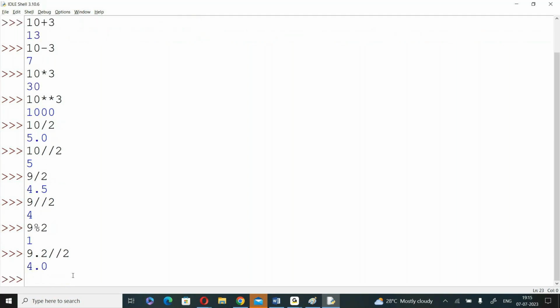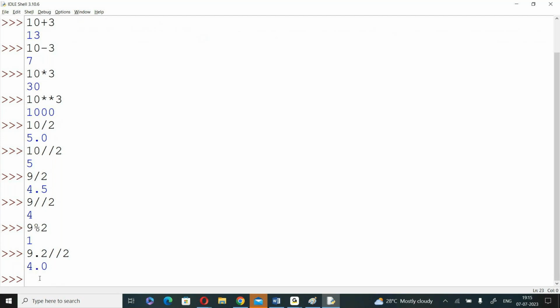Is that clear? Numerator and denominator are both integers, no doubt, the answer is also an integer. But here, if at least one is a float, it performs the normal division. Whatever the logic of double slash, the same thing is applied. But in the result, it adds point 0.